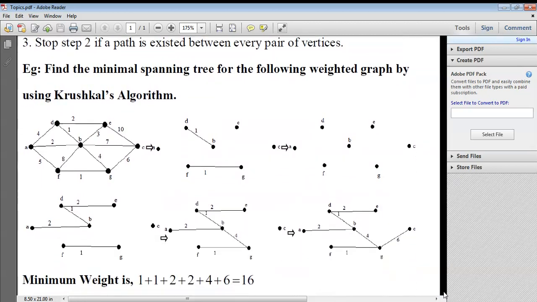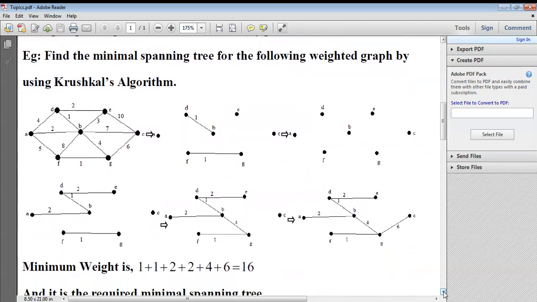I have taken an example. There are vertices A, B, C, D, E, F, G. These are all the vertices, and the corresponding weights are also shown in the figure. Now we need to find the corresponding minimal spanning tree by using the Kruskal algorithm.